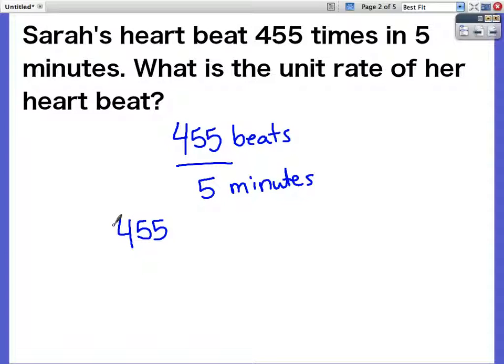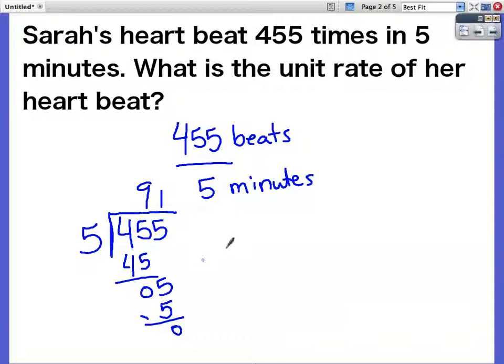We divide differently for different kinds of numbers. In the last lesson, you learned how to evaluate if there's a fraction up here and a fraction in the denominator. But now we have whole numbers, so it makes it a little easier. So we do the division, and we end up with 91. That means that Sarah's heart beat 91 beats per minute.